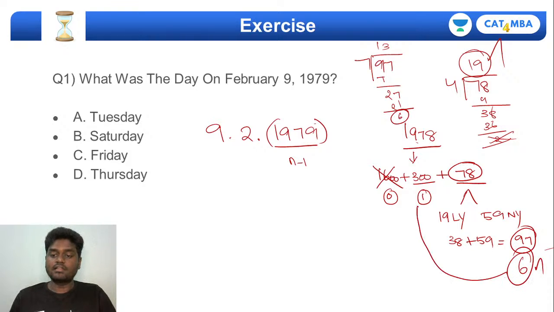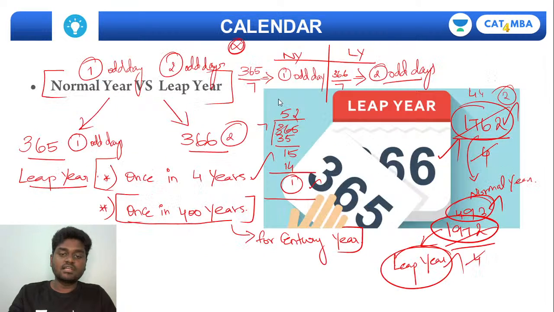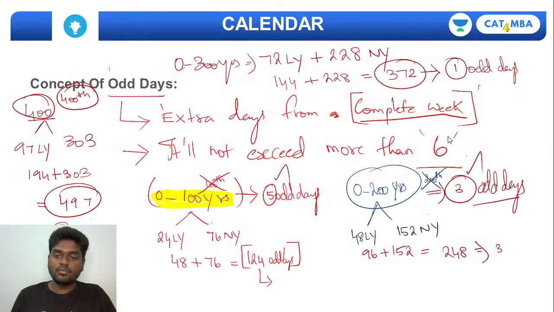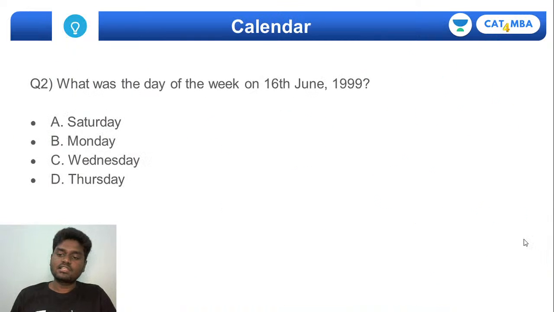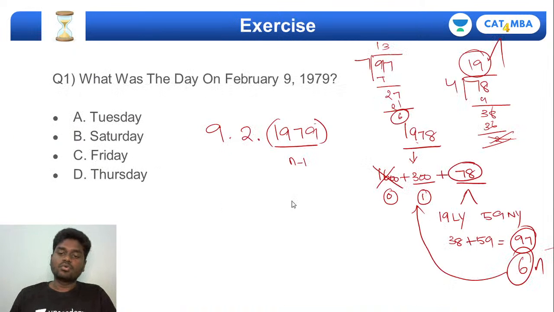And don't forget to add this 1 also. 1 is also an odd day which you have got. So 6 plus 1 is what ultimately? 7 odd days. I told you already that odd days should not exceed more than 6, right? So you got 6 plus 1, 7 odd days, so ultimately 7 means it will be 0. 0 days. That's it.